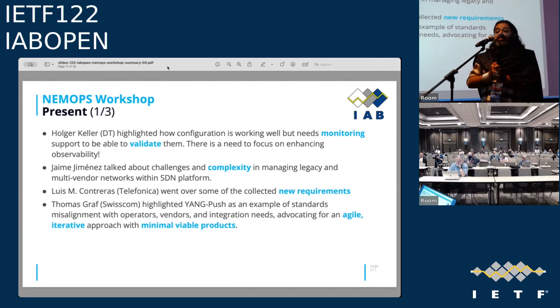There is a document in NMOPS which is collecting all these new requirements. So many of the workshop discussions also led to a revision in that document, and that's the place for people to reach out to if they have brand new requirements that have been captured there. Next slide.